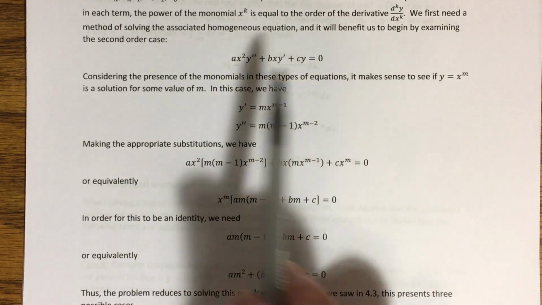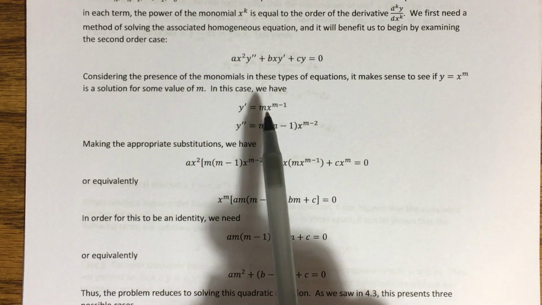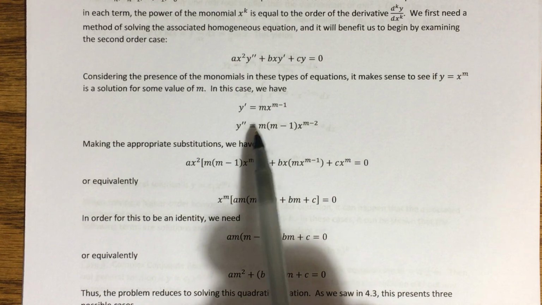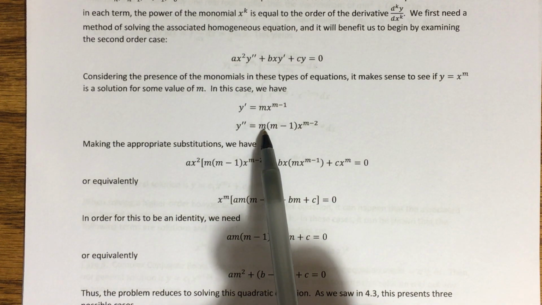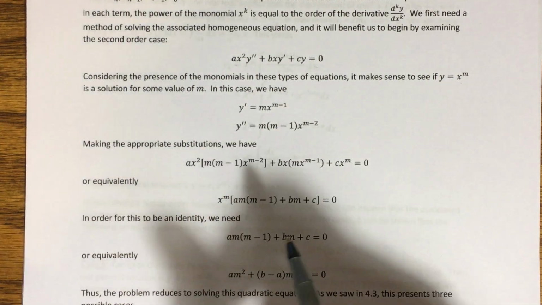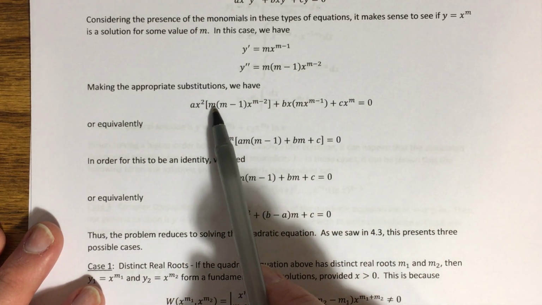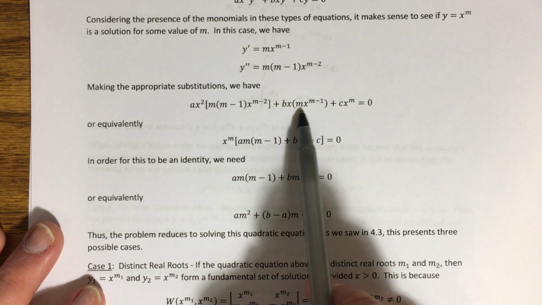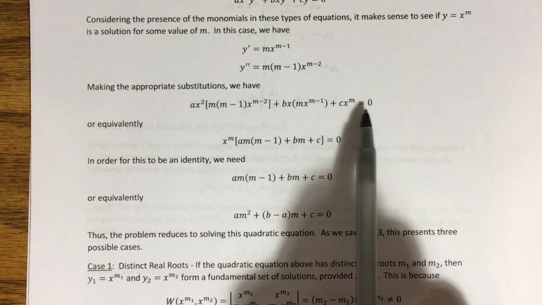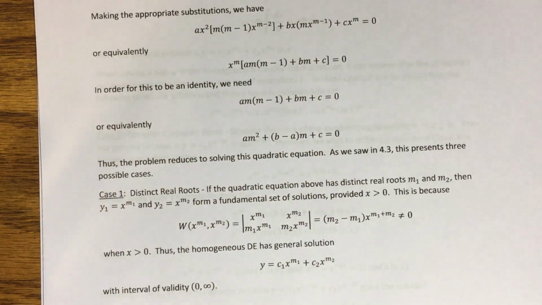In order to use that in my DE up here, I need y prime and I need y double prime. So we evaluate those here. y prime from the power rule is just m x to the m minus 1. Differentiate again to get y double prime. Now it's m times m minus 1, x to the m minus 2. We need to substitute those into our original DE, and that would give us something that looks like this. So in the square brackets, you're seeing where y double prime went. Here is where y prime went. x to the m, that's just y, equals 0.